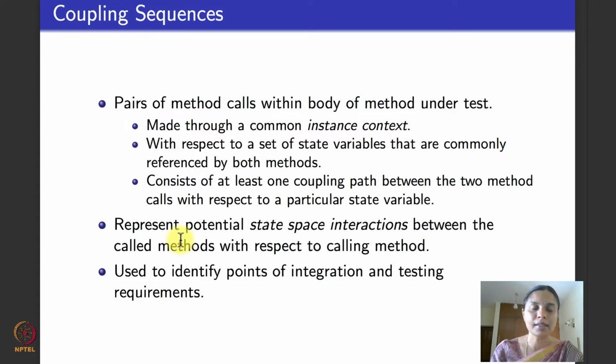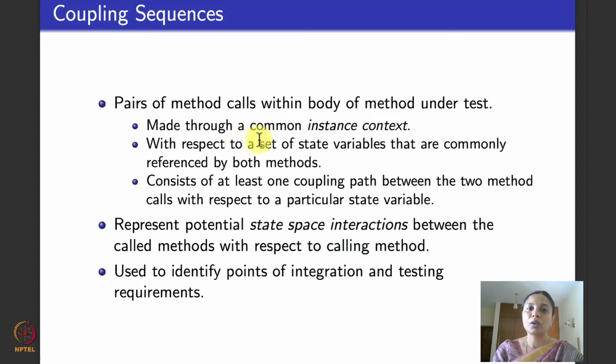Coupling variables is not a concept that is new for us in the course. We have seen coupling when we did design integration testing. Coupling variable is a variable that is defined in one module and used in the other. But now the problem is, in object-oriented software, how does a coupling variable occur? There could be a pair of method calls within the body of a method that is being tested.